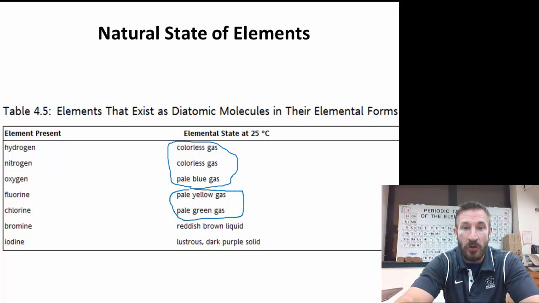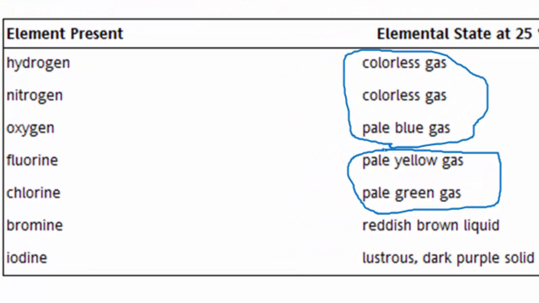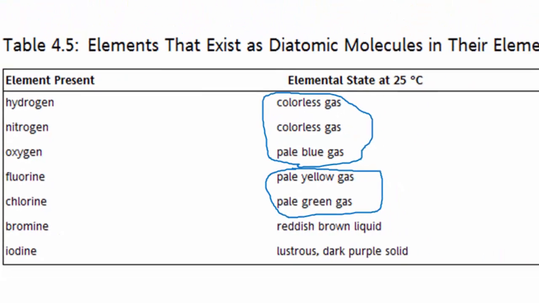Fluorine is a pale yellow gas. Chlorine is a pale green gas. Now we saw that was a bromine. Now bromine is a reddish brown liquid, but it easily vaporizes, and that's what we saw on the previous slide. Then iodine is actually a solid. It's very lustrous, which means shiny, and it's a dark purple solid, almost black in color.